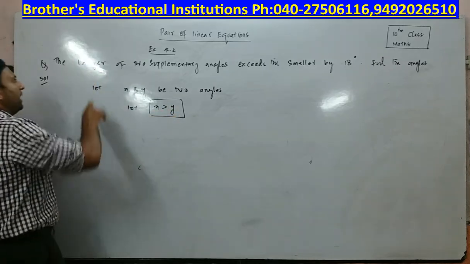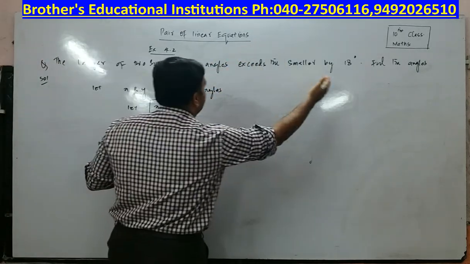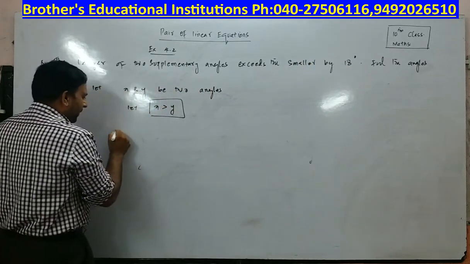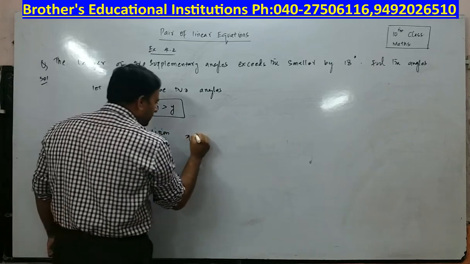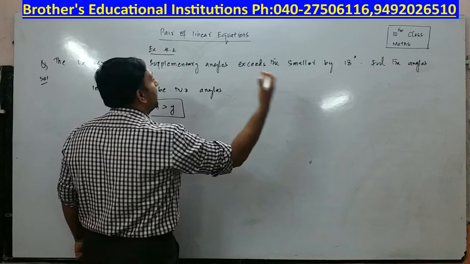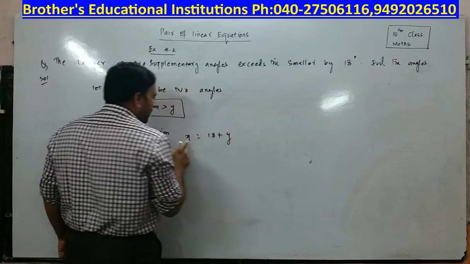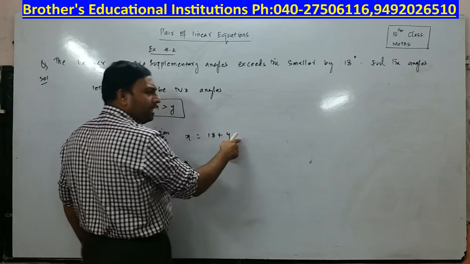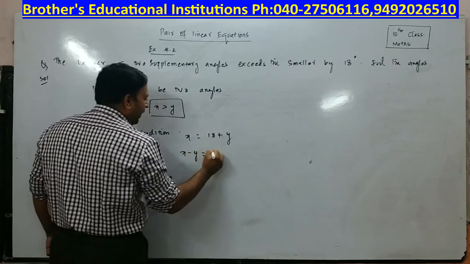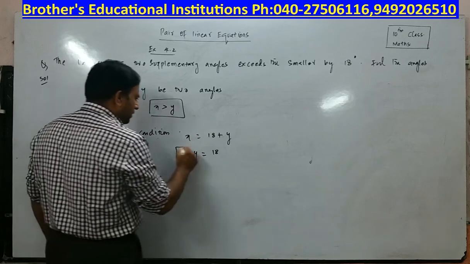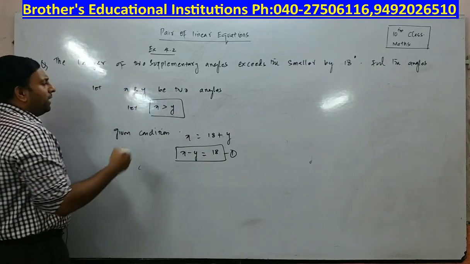Now let us read this question again. The larger of two supplementary angles exceeds the smaller. Given condition, what is the given condition? The larger of two supplementary angles exceeds the smaller by 18 degrees, means the larger is 18 more than the smaller, y. So we have got one equation. Let me write this equation properly. x minus y is equal to 18. Now once we have x minus y is equal to 18, I will call this equation 1. Now what?